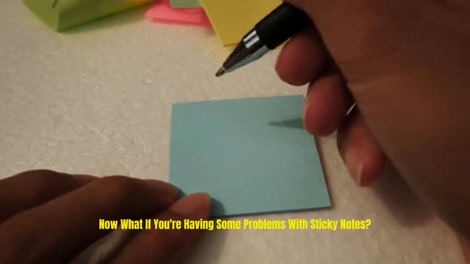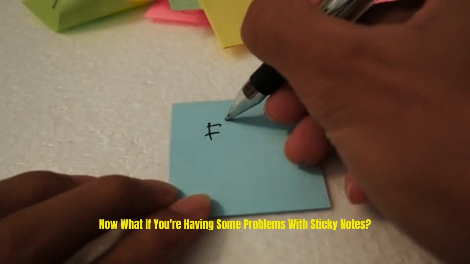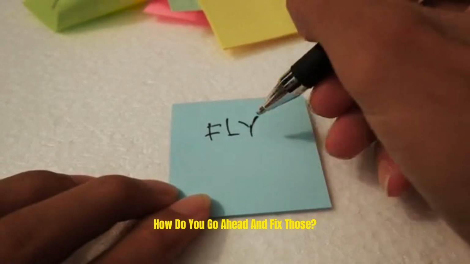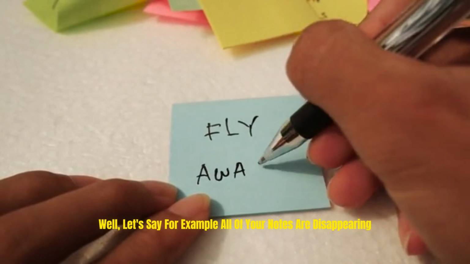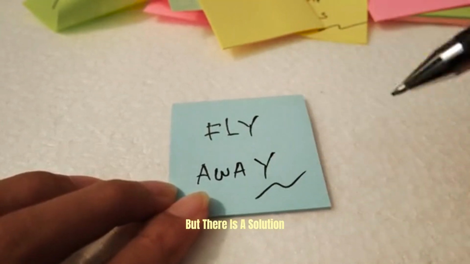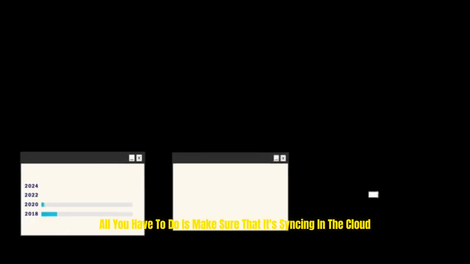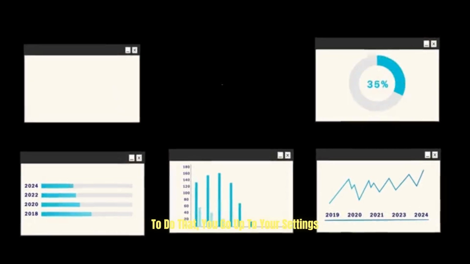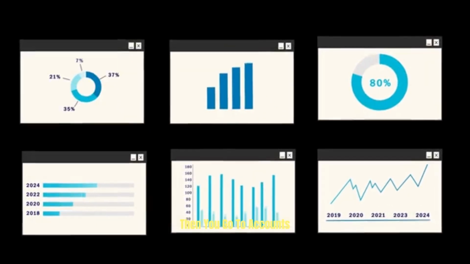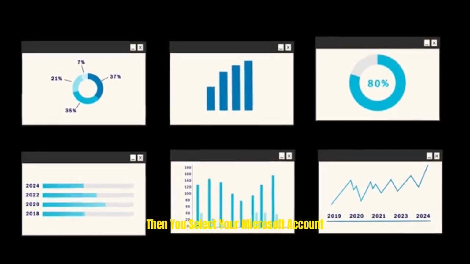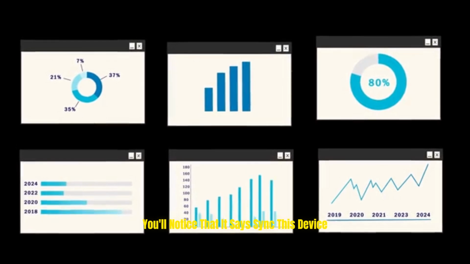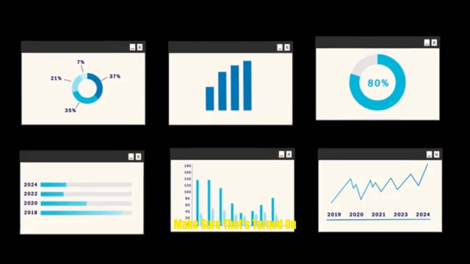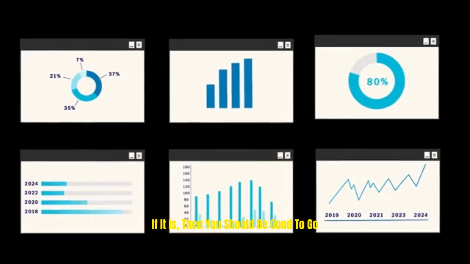Now, what if you're having some problems with Sticky Notes? How do you go ahead and fix those? Okay, well, let's say for example, all of your notes are disappearing. It's not a good thing, but there is a solution. All you have to do is make sure that it's syncing to the cloud. To do that, you go up to your settings, then you go to Accounts, then you select your Microsoft account. You'll notice that it says Sync this device. Make sure that's turned on. If it is, then you should be good to go.